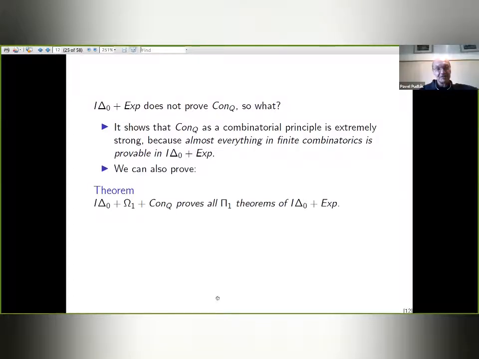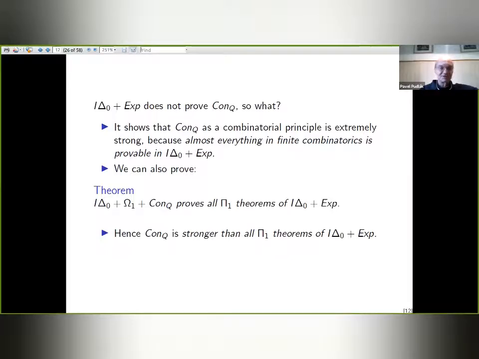But not only this, we can also prove that if we take I delta 0 plus omega 1 plus conQ, then we can prove all pi 1 theorems of I delta 0 plus x. By the way, I don't think this is stated in our book with Hajek. It probably was proved in some papers of Paris and Wilkie, but I don't know. So the conclusion is that conQ is in fact stronger than all pi 1 theorems of I delta 0 plus x. So it's indeed a very strong principle, if it is a combinatorial principle at all.